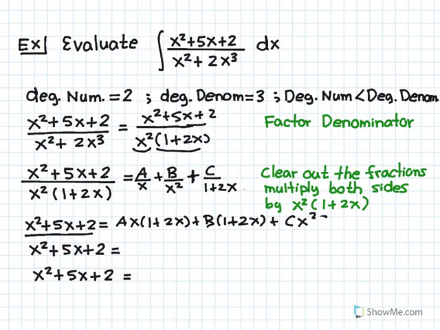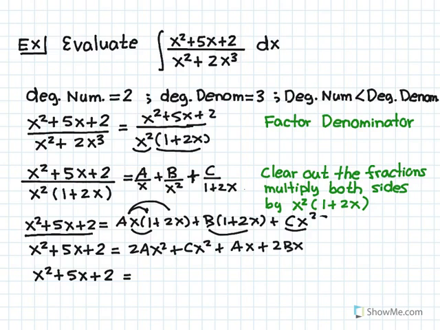Now let's open this all up. Actually, let's do it a bit more efficiently. So let's look at all the powers of x squared. We have 2a x squared plus c x squared. And now let's look at the powers of x. We get a x plus 2b x.